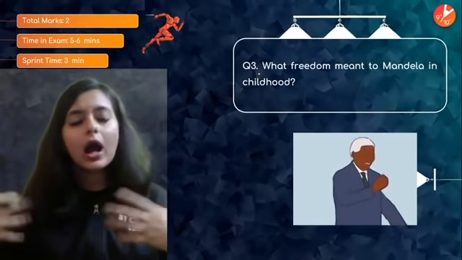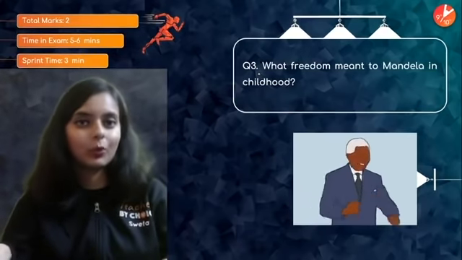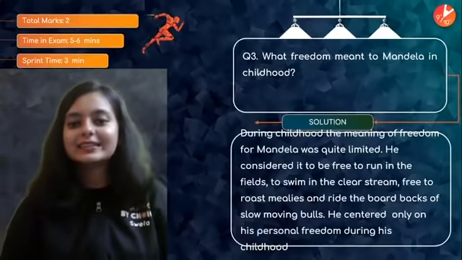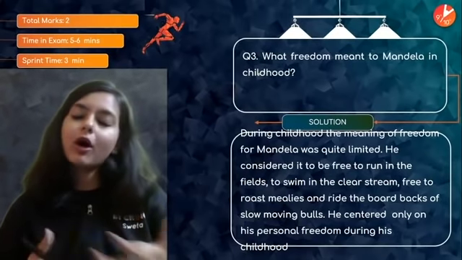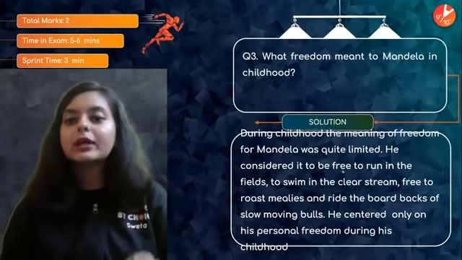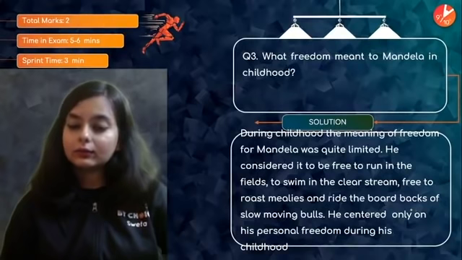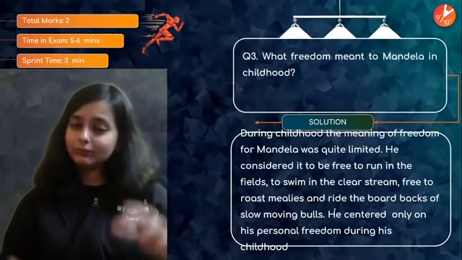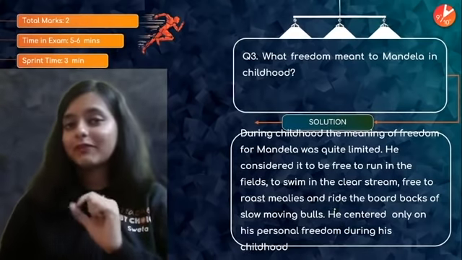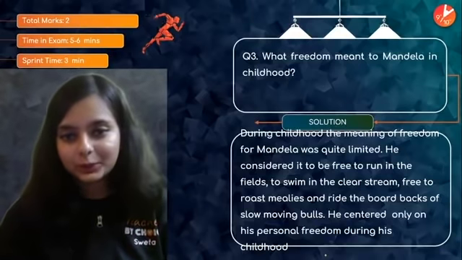Moving ahead, what freedom meant to Mandela in childhood? So when he was a child, according to him, what was freedom? What is exactly freedom for you now? That was the same. It was the same for Mandela as well. Let us quickly check the answer. During his childhood, the meaning of freedom for Mandela was quite limited. Why? It was just limited to his personal freedom. So he considered it to be free to run in the fields, to swim in the clear stream, free to roast mealies, and ride the broad backs of slow moving bulls. So this is actually a text based answer, so you have to answer according to the text. For that, again, you have to be very thorough with the text. So he centered only on his personal freedom when it was his childhood.